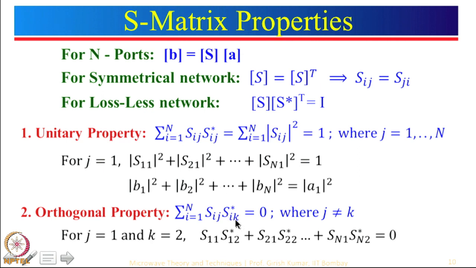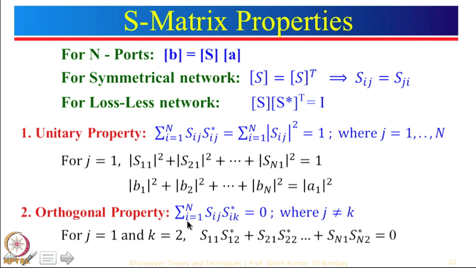If you take k equal to j, this becomes the unitary property. Over here, the orthogonal property is nothing but, since the network is lossless, the losses within the network will be equal to 0. Just to give you an example here, let us say j equal to 1 and k equal to 2, and expand this whole thing.